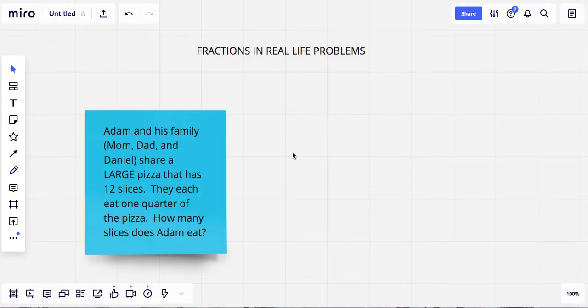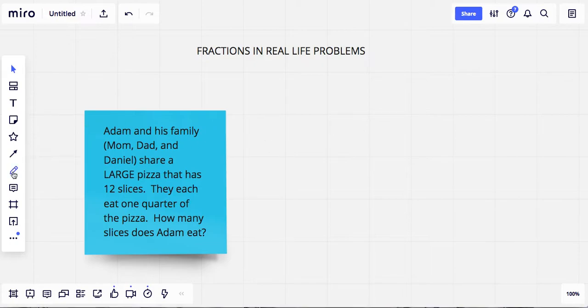Hi, boys and girls. I know you've done some work with fractions, so I wanted to give you a couple of word problems where we're dealing with fractions in kind of a real life problem or situation. And some of you already do this, and you don't even realize you're using fractions. So let's look at the first problem, and then we'll take it apart and we'll solve it.